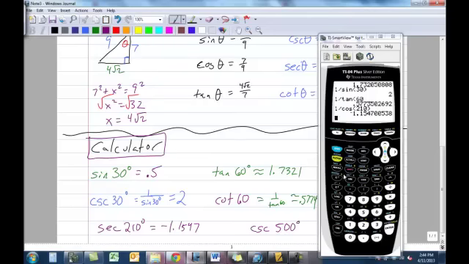Then cosecant of 500, that's going to be 1 divided by, what goes with cosecant? The sine of 500 degrees.